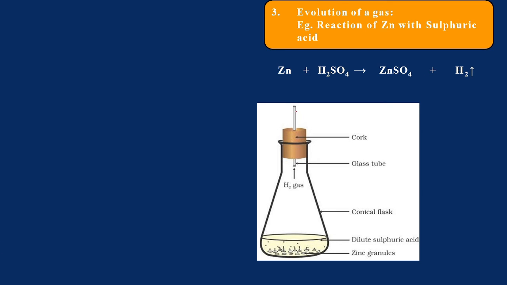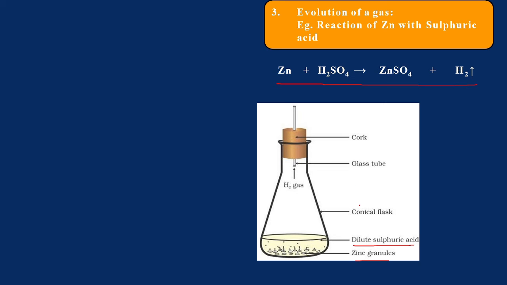If we take this equation, Zn plus H2SO4 will give you ZnSO4 plus H2. As you can see, this is in the picture. This is an experiment which can be done in the chemistry lab. You take a flat bottom flask and put dilute sulfuric acid into it. Then put a few zinc granules. Zinc reacts with the sulfuric acid in the conical flask, and then put a cork to it and put a slight glass tube piercing through the cork.